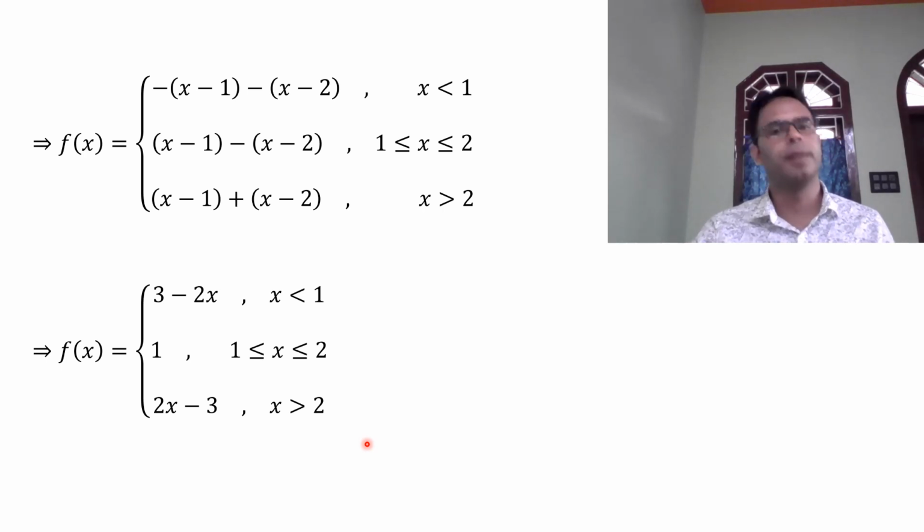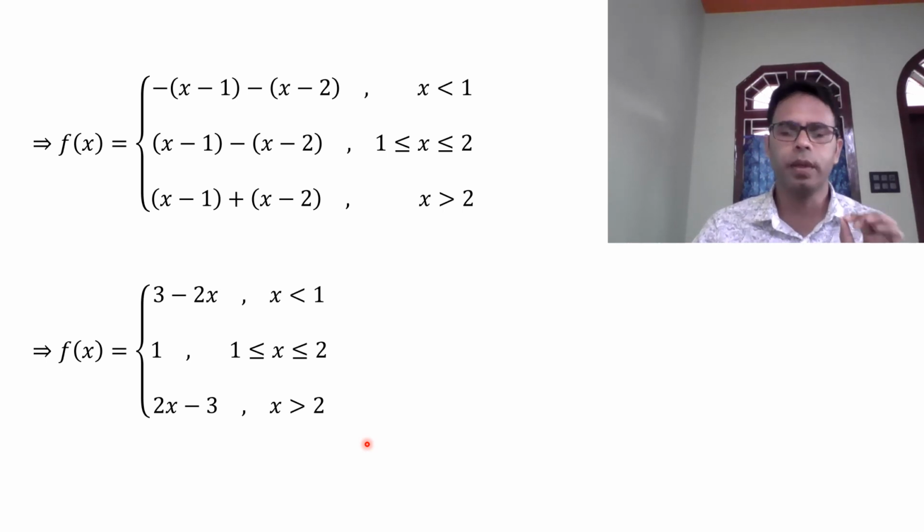Now the general process is how to check the continuity of the function. In this question it is given: check the continuity of the function at x equal to 1 and x equal to 2. We have to test the 1 and 2 points.